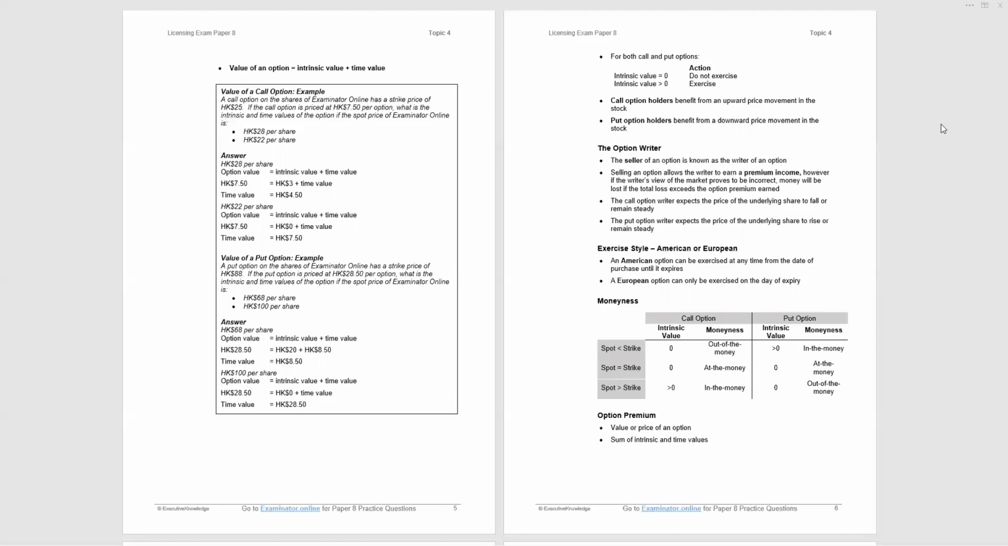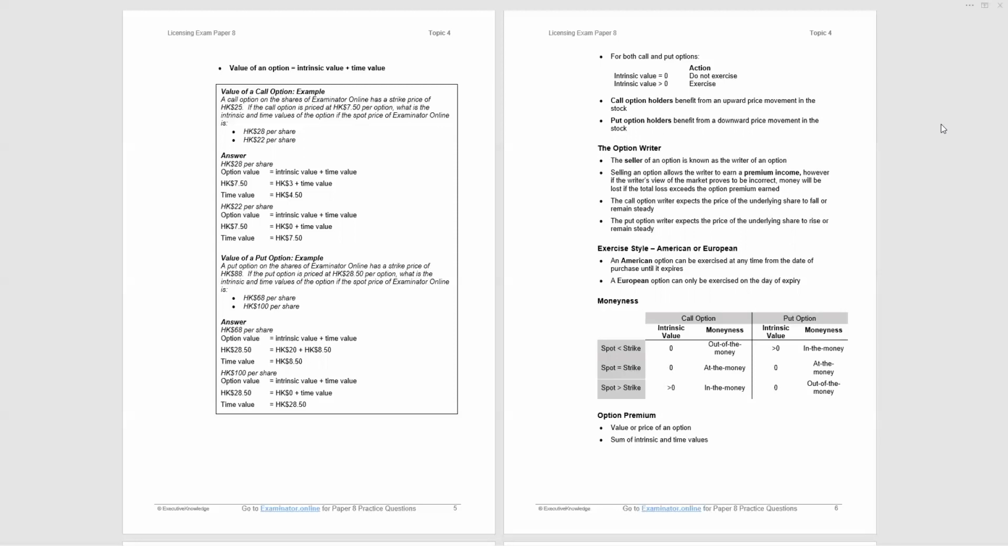Now, if the price in the market was $22 per share and you had the right to buy at 25, why would you buy at 25? You would go into the market and buy at 22. So there is no intrinsic value. The intrinsic value is zero. So if the option is trading at $7.50, then all that's left is the time value, that is $7.50.